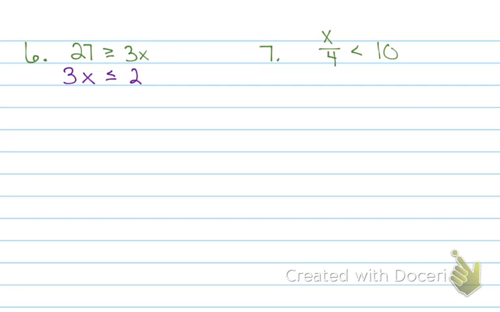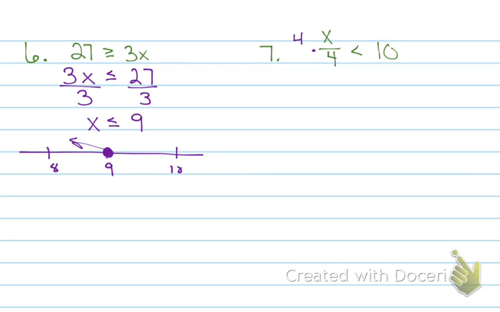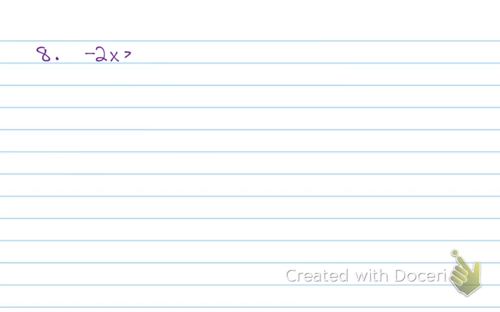3x is less than or equal to 27. Divide by 3. X is less than or equal to 9. Would y'all agree y'all are getting the hang of the graphing? We don't necessarily have to graph every single answer on the review, but on the quiz and the test, you will graph. So I didn't graph number 7. Now on number 7, if I had graphed it, would it be an open or closed dot? Open. An arrow going left or right? To the left. All right, next set.